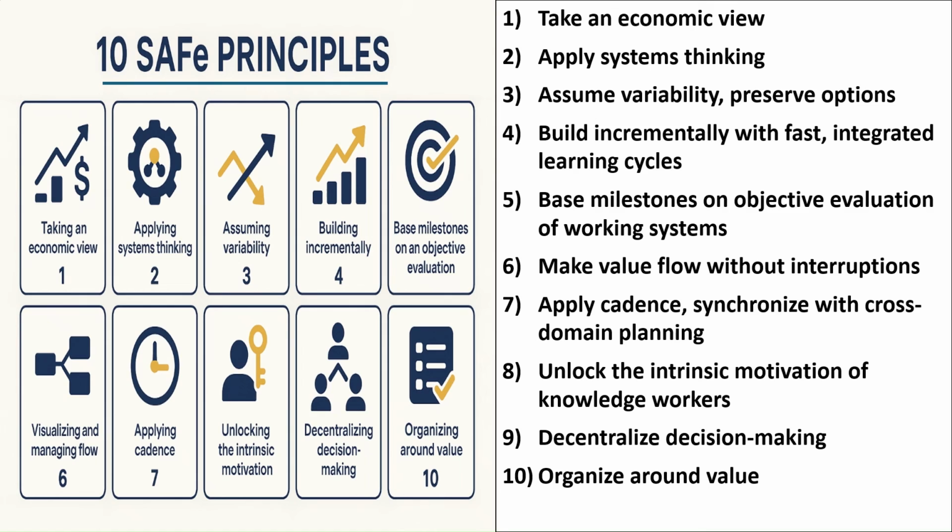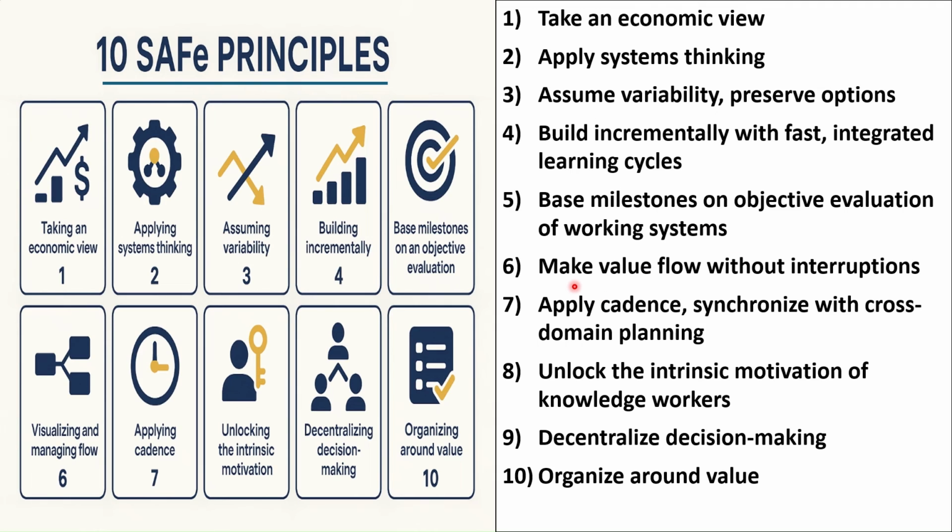So, what are the 10 principles in Scaled Agile? These are the list of 10 SAFe principles. The very first one is take an economic view. Second one is apply systems thinking. Third one is assume variability, possibility of changes, preserving options. Fourth one is build incrementally with fast integrated learning cycles. Fifth one is base milestones on objective evaluation of working systems.